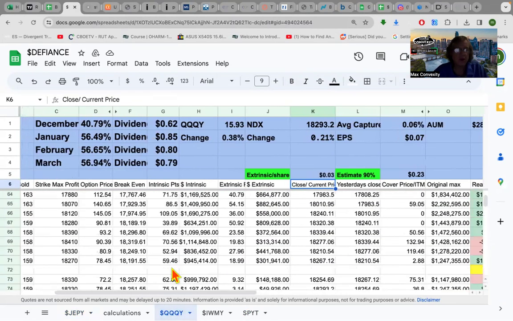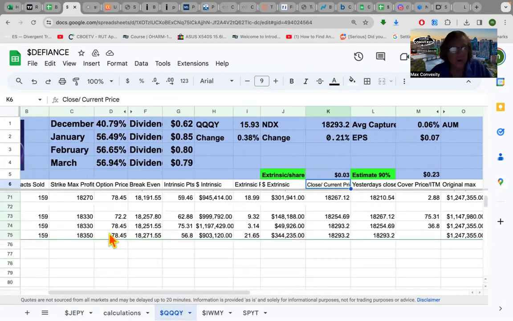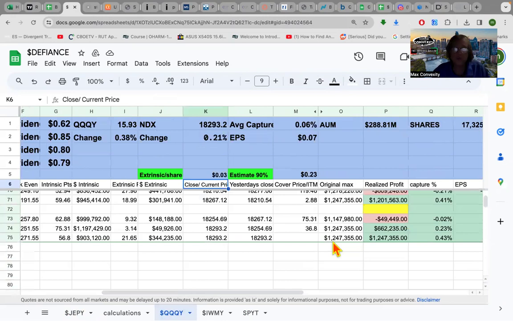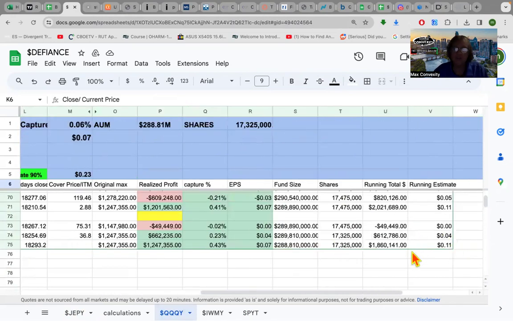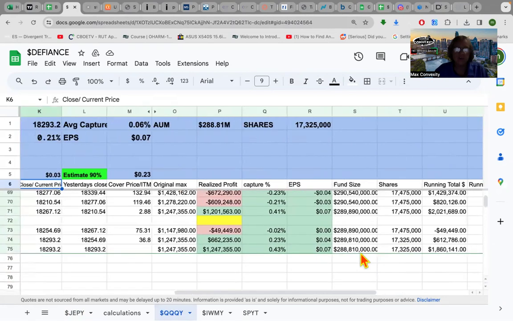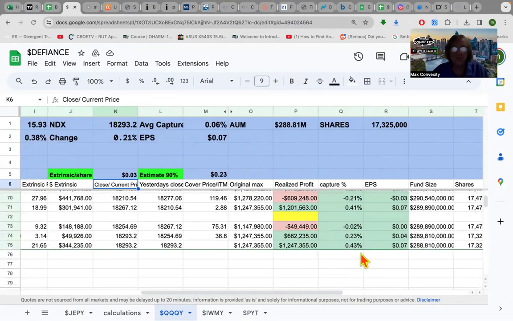QQQY. These guys sold the 18.350 strike for 78.45. The difference between 18.350 and 78.45 is the break even. It's 18.271. So these guys are going for $1.2 million, which would take them to 11 cents positive on the month, beginning off to a pretty darn good start if they were able to do this.